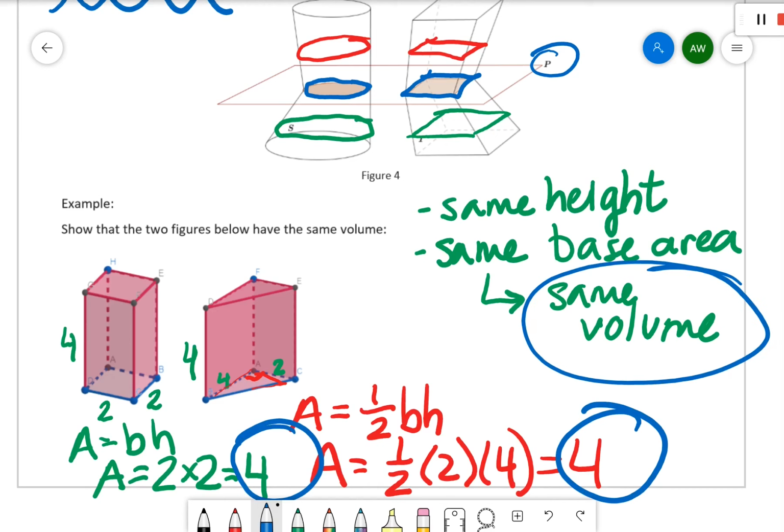So what that means is that this base area is the same as this base area, which means we have the same volume. So your first set of practice problems is actually matching pictures where you have the same volume. And then your second set of practice problems are some more tricky ones that ask you to think a little bit more.